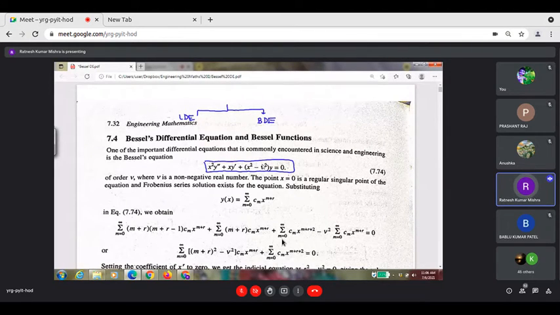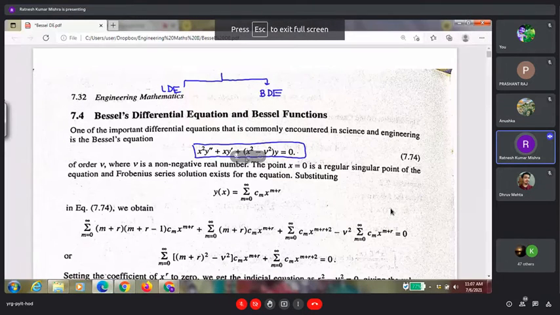Order v means this one, x square minus v square. So suppose this is x square minus 9. Then you can say that this is the differential equation of order 3. This is not the order or degree 3. This is the special type of Bessel equation of order v.